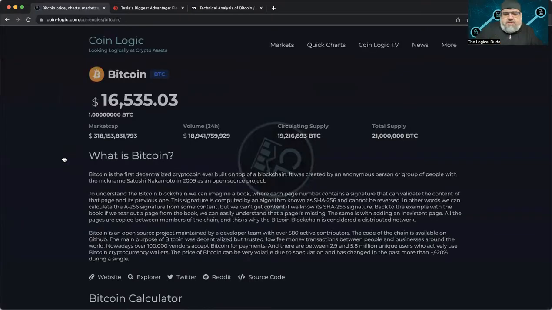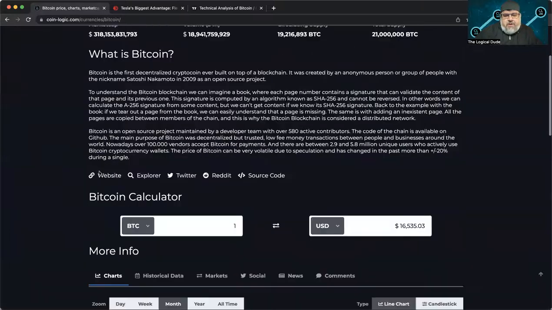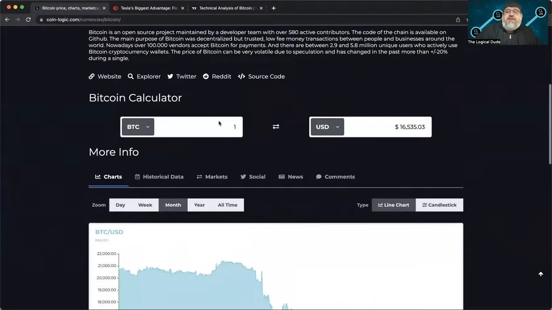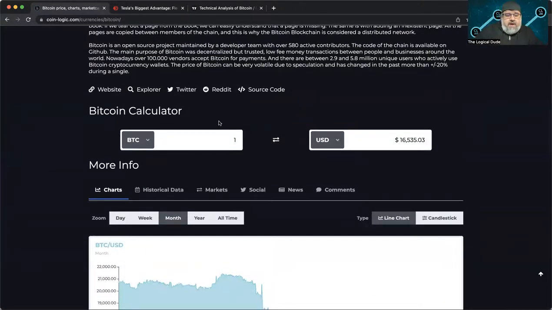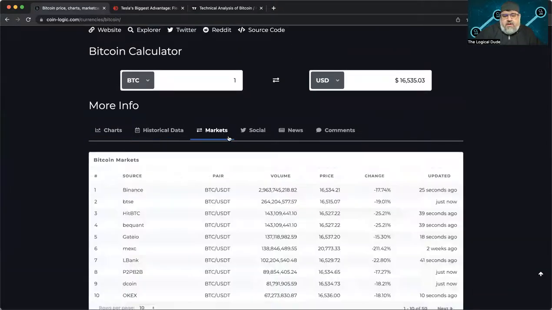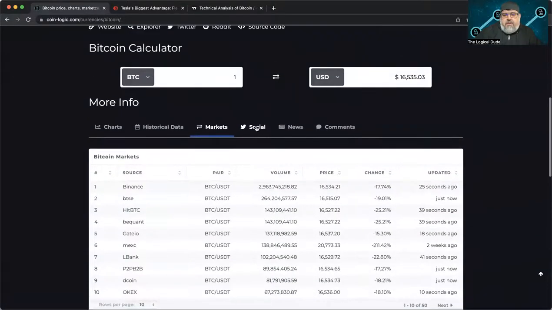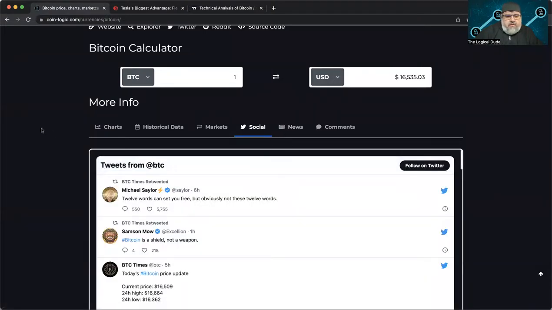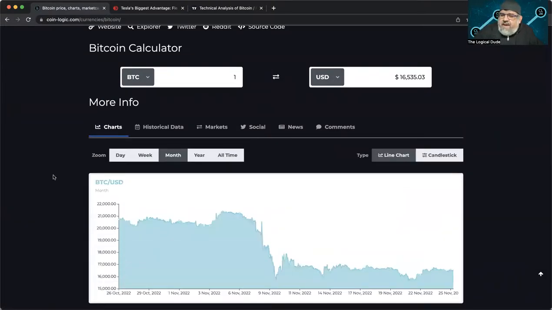It'll show you charts and all that kind of stuff. You can see here we've also got website links, Explorer links, Twitter, Reddit, and source code that you can link to. This is all coming from the CoinGecko API. You've got historical data, different markets it can be traded on, some social feeds, that kind of thing. A lot of information coming in here.